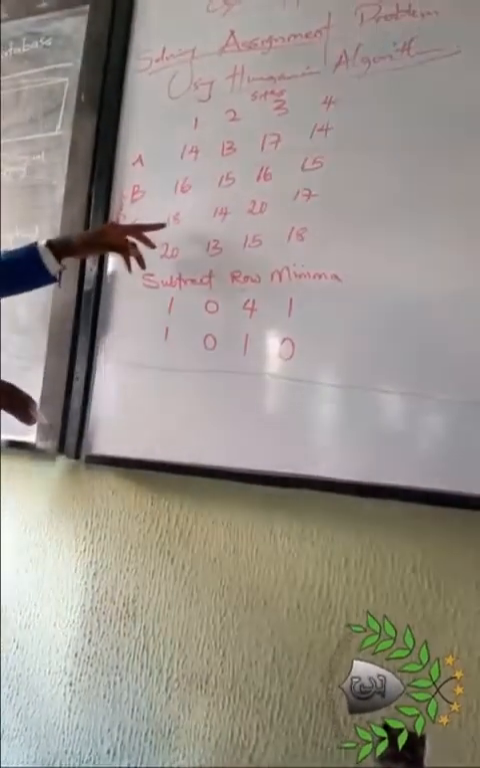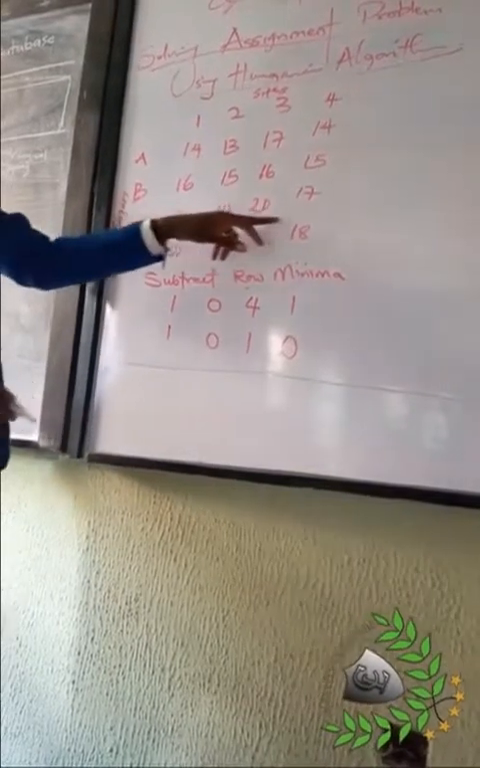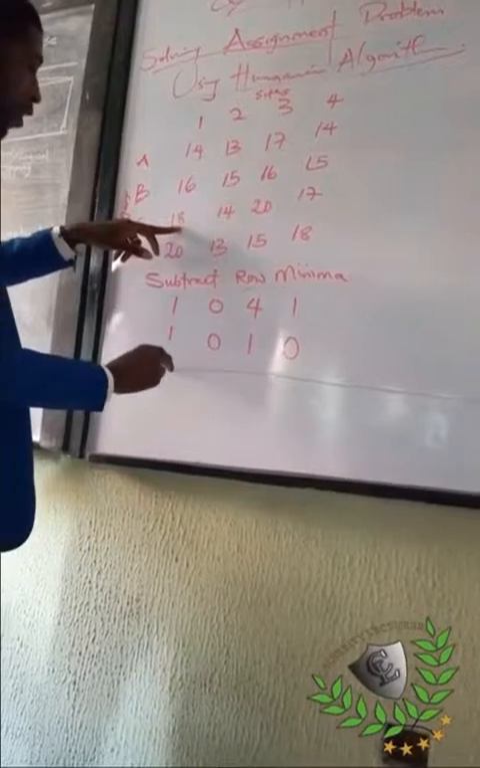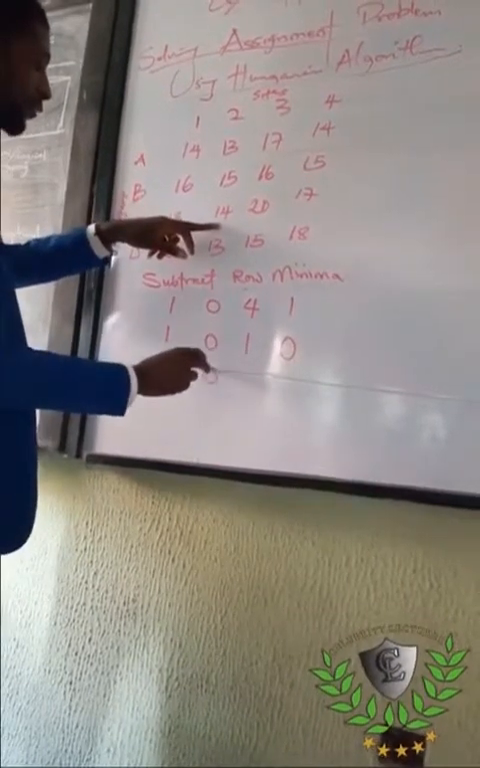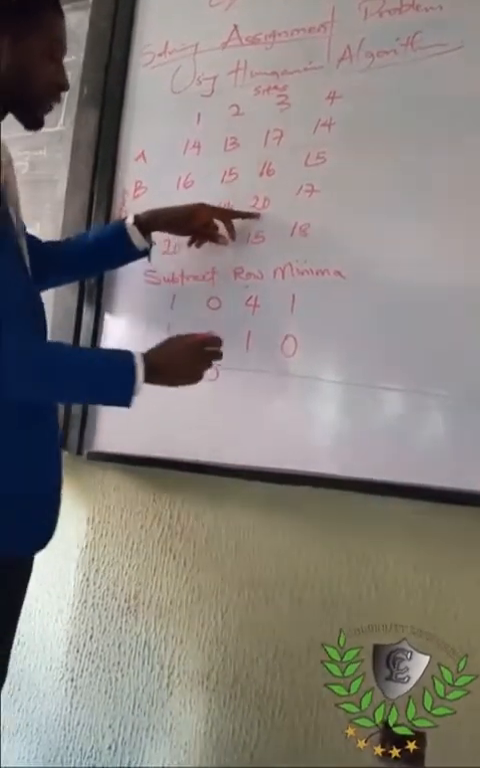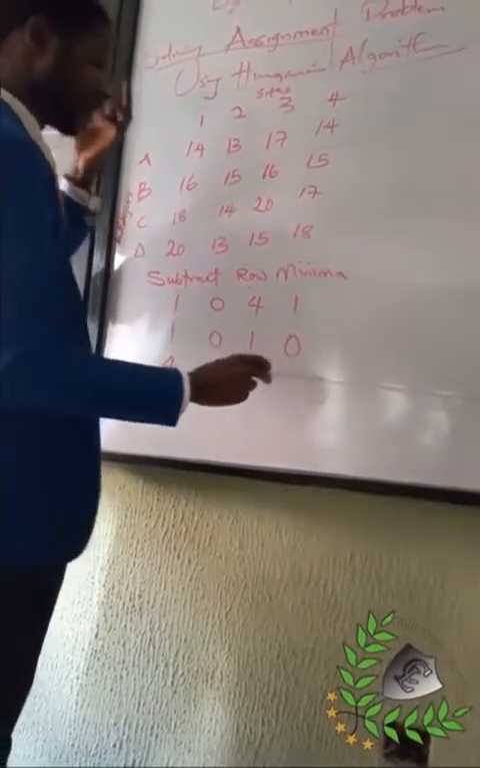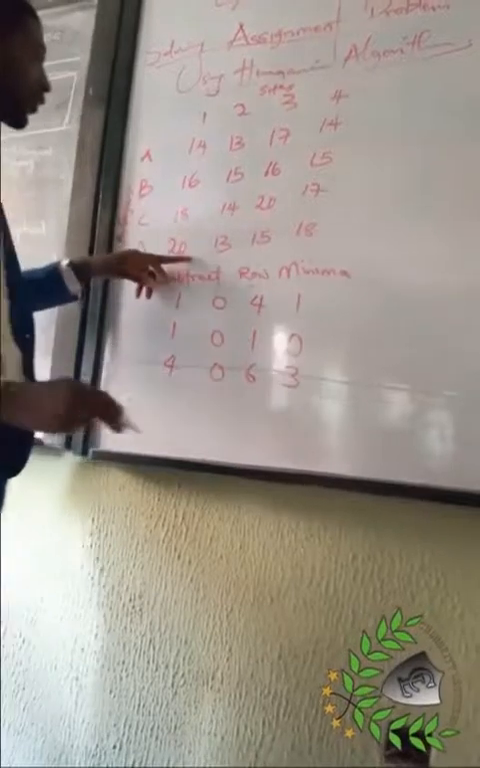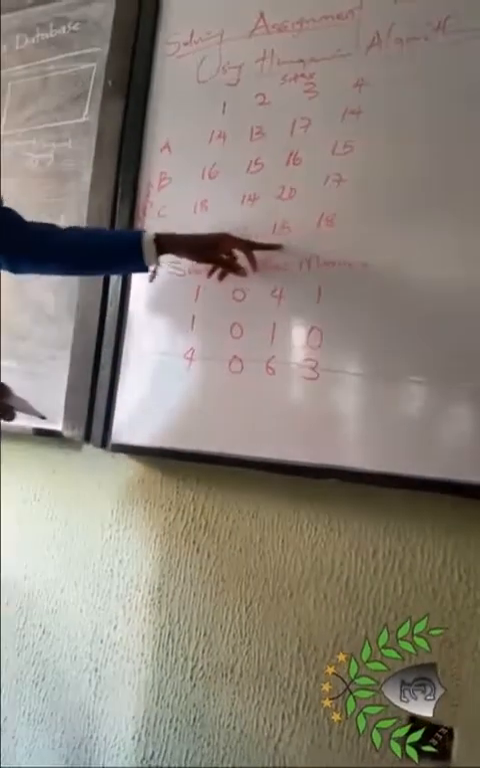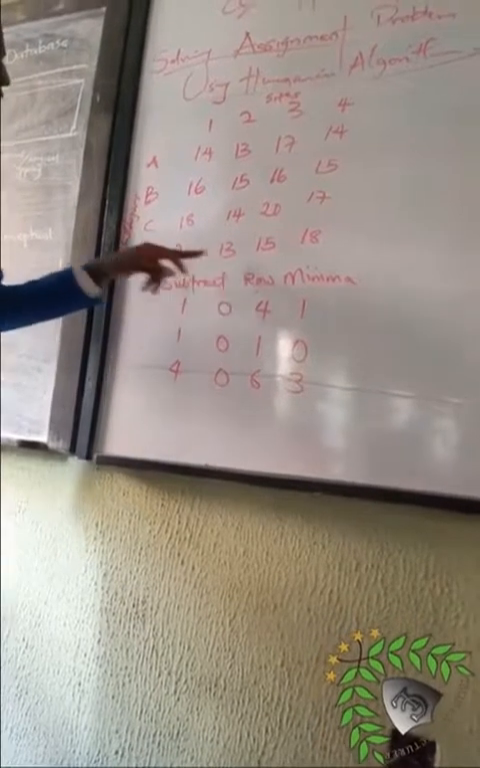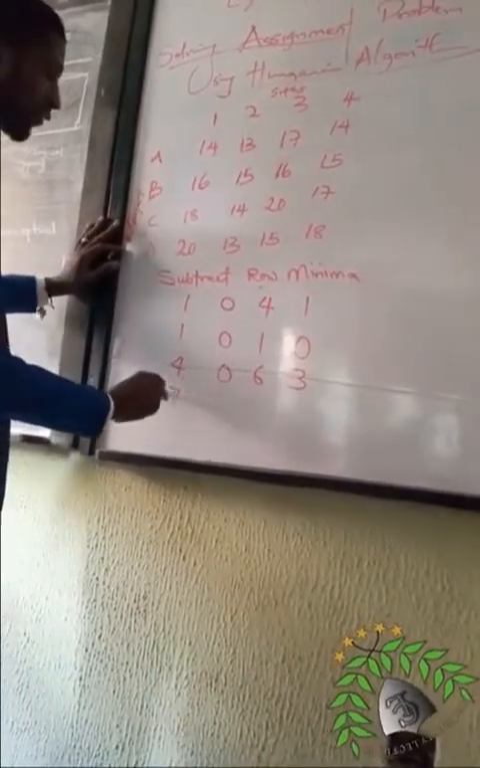Then I move to the next one. And what I have here as the lowest is what? 13. 20 minus 13, 7. 13 minus 13, 0. 15 minus 13, 2. 18 minus 13, 5. Alright? So the next thing is for me to do what? Subtract my column minima.